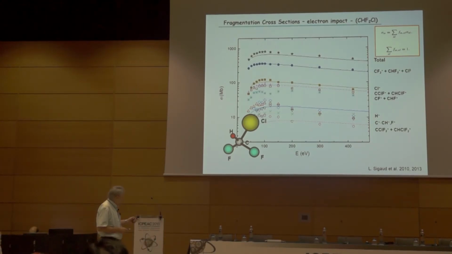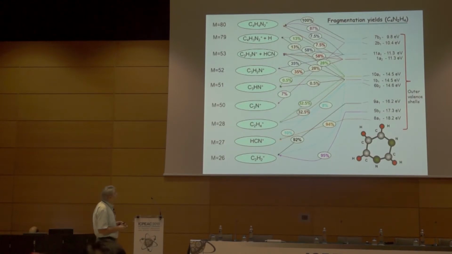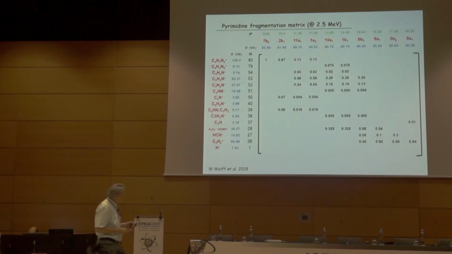Now I go to pyrimidine. Still more. I just put a few here because there is no space. Let's go to the other slide, where I put all the fragments. And here the orbitals, and this is a messy relationship between the orbitals and the fragmentation. But these numbers can be better organized in the fragmentation matrix.